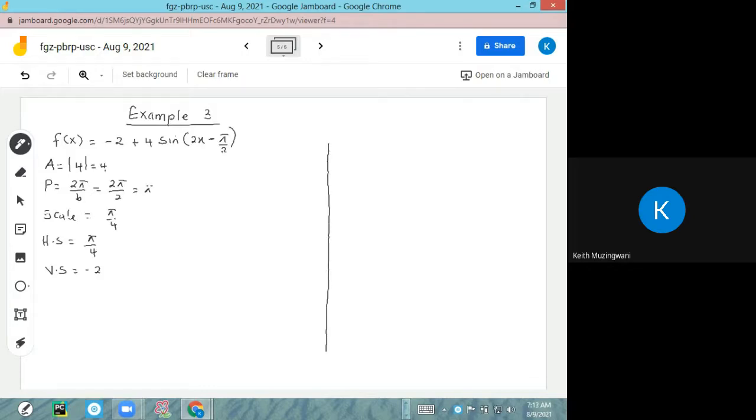Bring it here. Amplitude is 4, so you have 4. You also have -4. And then you have 0. Since the scale is pi over 4, you have 0, pi over 4, 2 pi over 4 is pi over 2, and then 3 pi over 4, and the end at pi, which is the period.